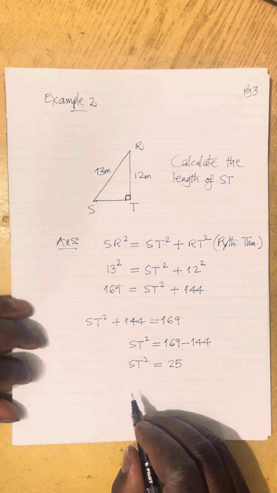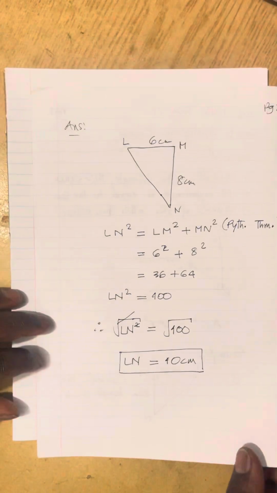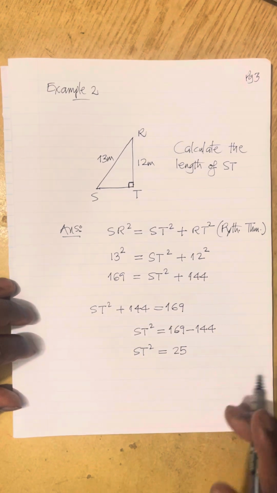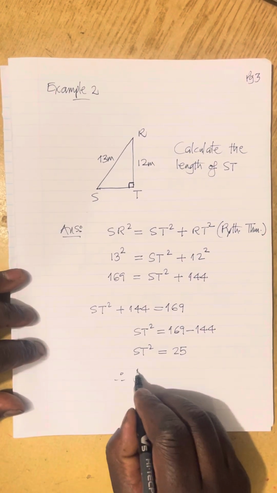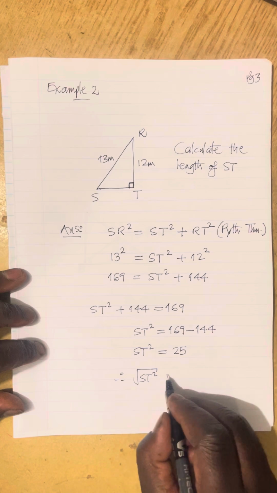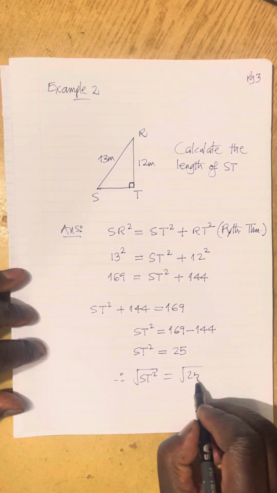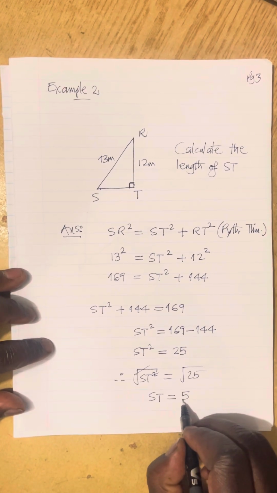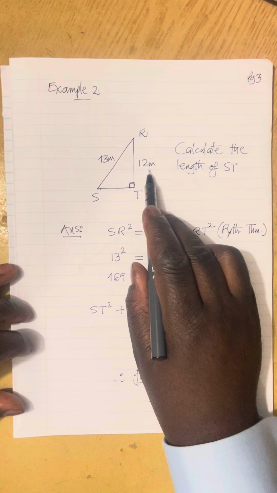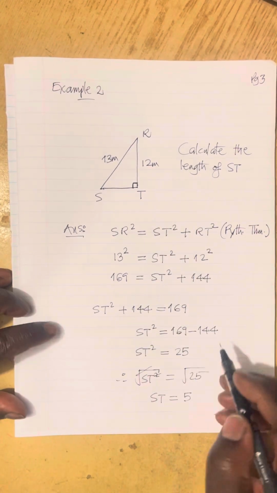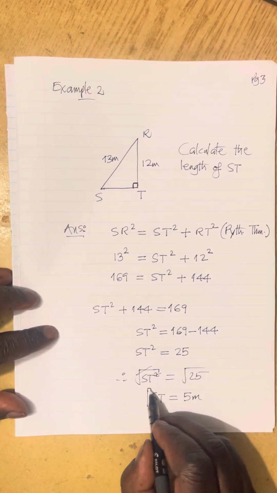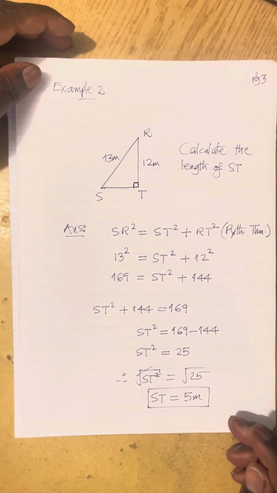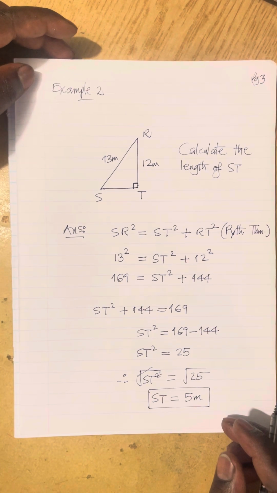And again, we've arrived at that stage where we take the square root of both sides. So therefore, the square root of ST squared is equal to the square root of 25. And this cancels. And therefore, ST equals, what is the square root of 25? 5. But it has to be in meters. Remember to respect the units they have given you. So the length of ST is 5 meters. Right. This is calculating one of the sides.